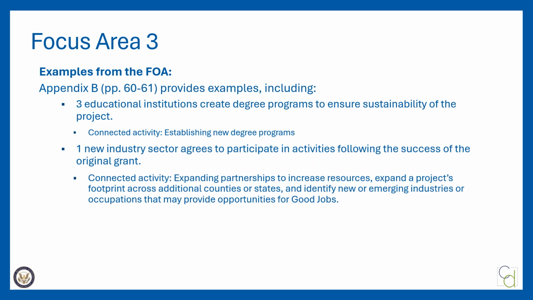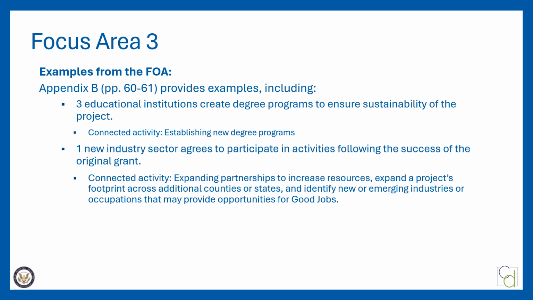Examples of project results connected to focus areas, again, are provided in Appendix B. For focus area 3, they're specifically on pages 60 and 61. The first example is 3 educational institutions create degree programs to ensure sustainability of the project. The connected activity is establishing new degree programs. The second example is 1 new industry sector agrees to participate in activities following the success of the original grant. It's connected to the activity of expanding partnerships to increase resources, expand a project's footprint across additional counties or states, and identify newer emerging industries or occupations that may provide opportunities for good jobs.